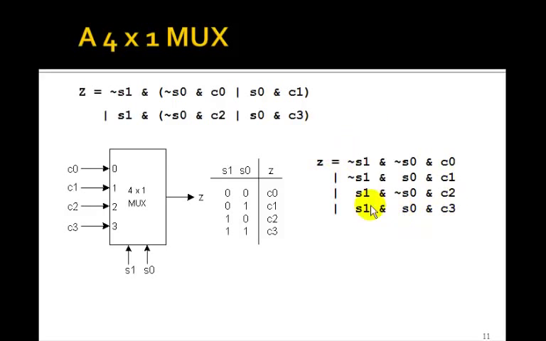4-to-1 mux. You can really see it from this truth table, where the minterm, not S1 and not S0, is right here, and you just AND it with C0, the input, or this minterm, not S1 and S0 and C1, or S1 and not S0 and C2, or S1 and S0 and C3. So there's the logic equation for a 4-to-1 mux.